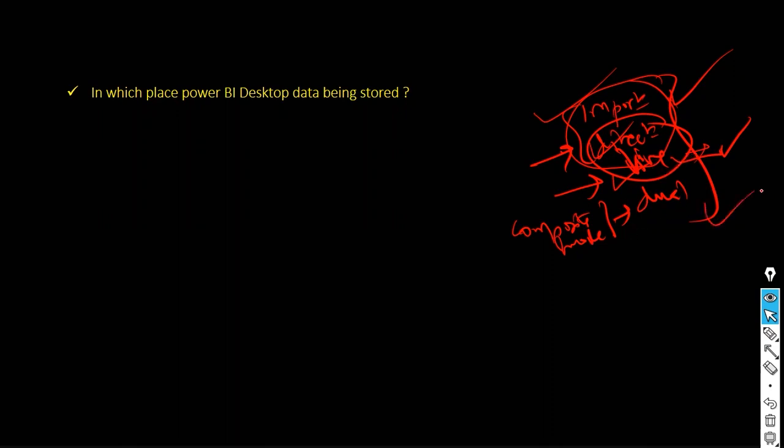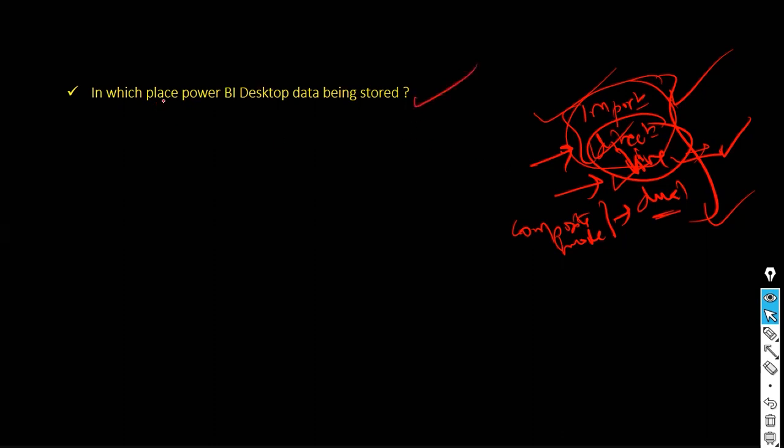And we have something else called the composite mode. In the case of composite mode, it will cache the data wherever it is required, or it generates the query. It works in dual mode. As the name suggests, it is either the direct query mode or the import mode.